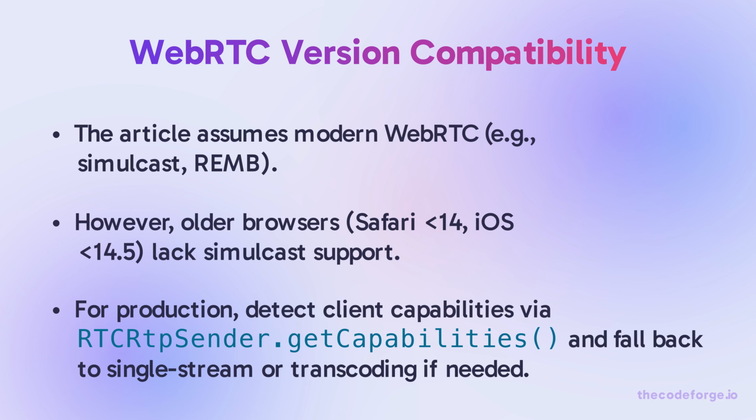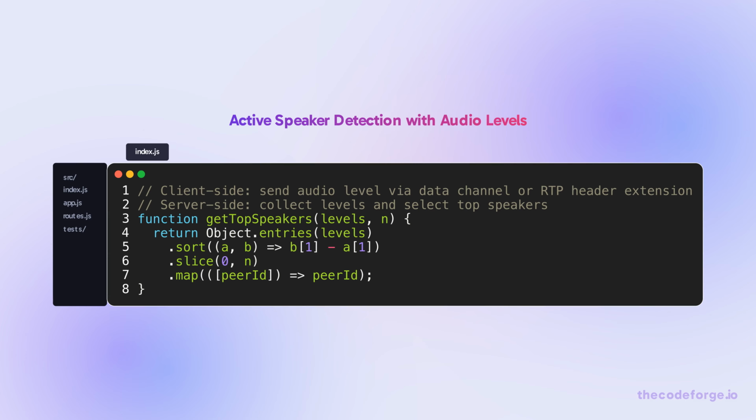The article assumes modern WebRTC, e.g., simulcast, REMB. However, older browsers, Safari 14, iOS 14.5, lack simulcast support. For production, detect client capabilities via RTCRtpSender.getCapabilities, and fall back to single stream or transcoding if needed. The article mentions active speaker detection, but doesn't show how to implement it. Use WebRTC's RTCRtpReceiver audio levels, or the getStats API to retrieve audio energy per stream. The SFU can then select the top N speakers by comparing levels.